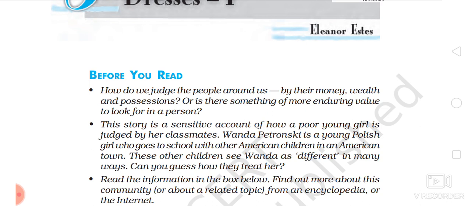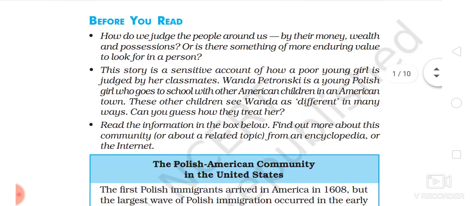We generally judge people by the money, by the wealth, by the positions, their clothing, their dressing, and all. Or do we see something of more enduring value in them? Do we search for any other enduring value in them to identify or to distinguish?